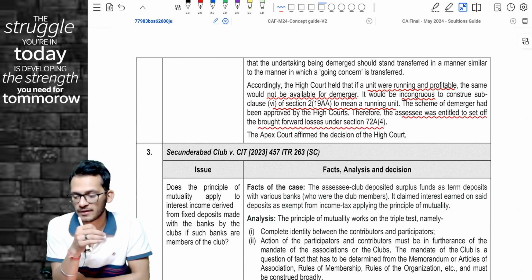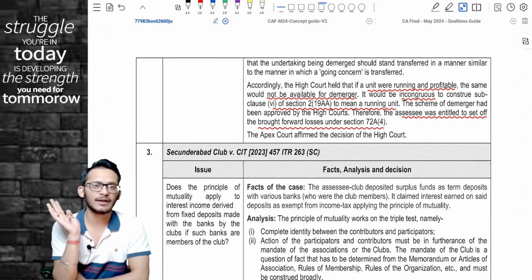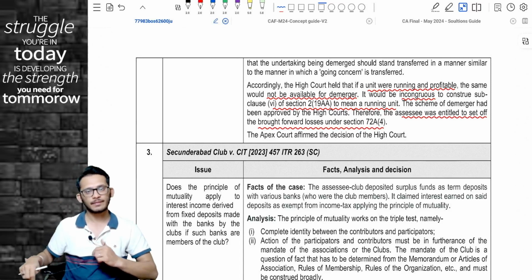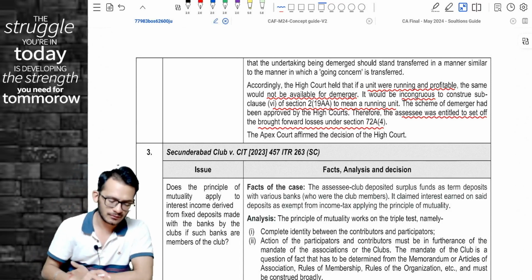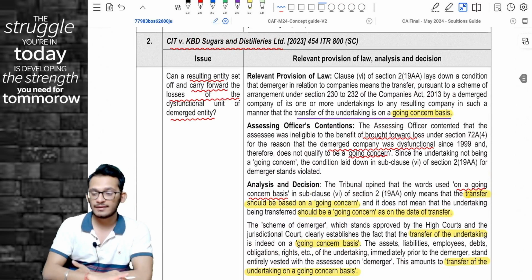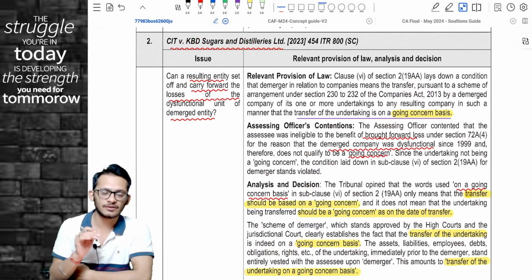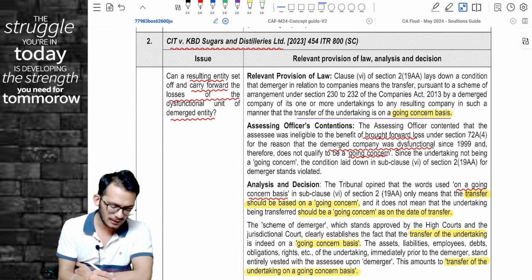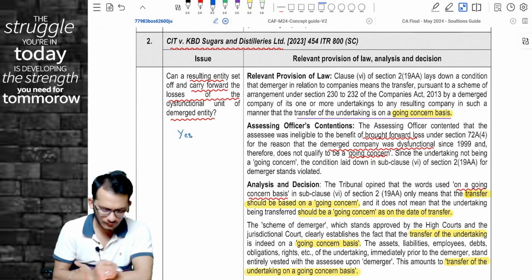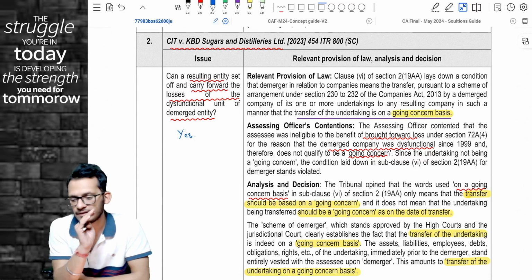Since the High Court has approved it, the Supreme Court also said, yes, what the High Court is saying is right. Let's not dispute it. In simple words, what is the issue? Can a resulting entity set off the losses of a dysfunctional unit which it acquired on demerger? The answer is yes. Simple words, the answer is yes.